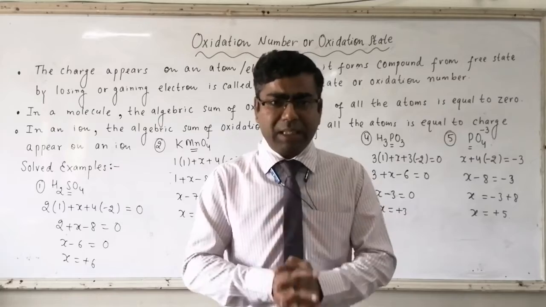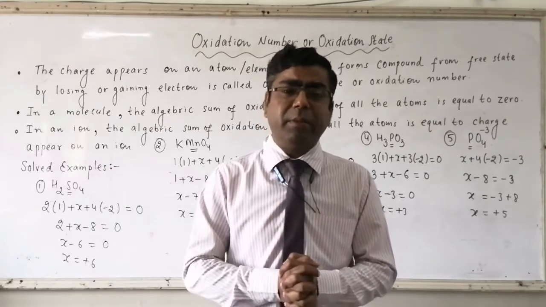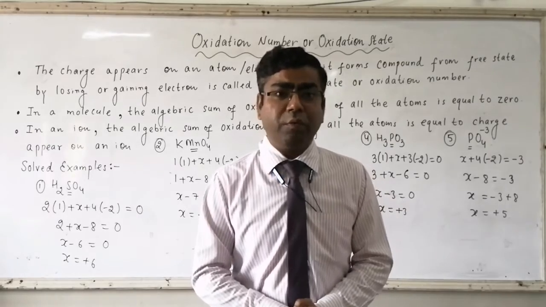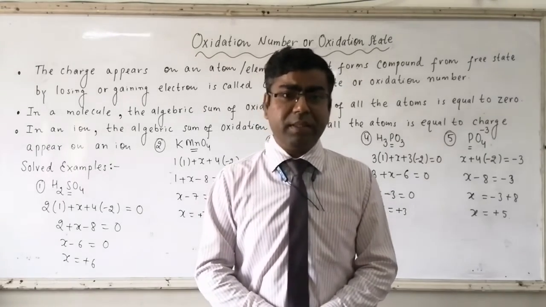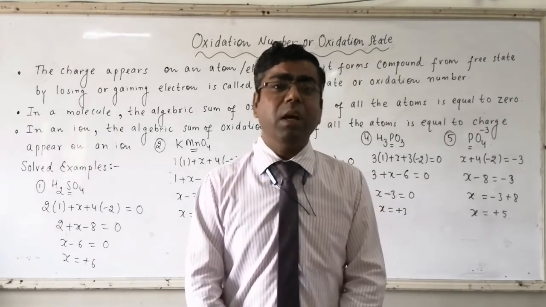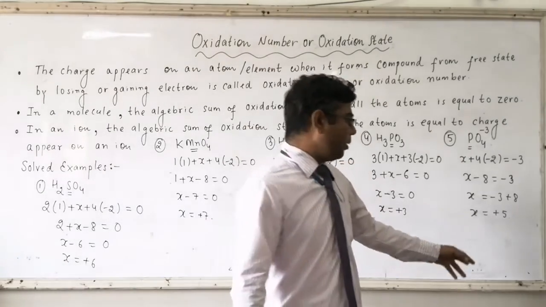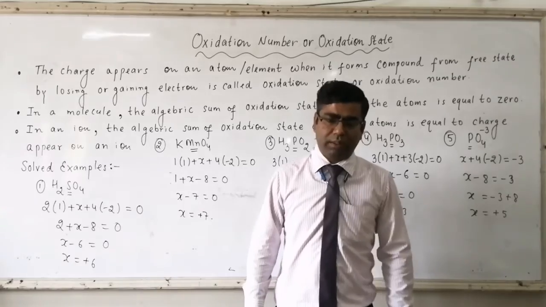Plus 5 is the maximum oxidation state which can be exhibited by phosphorus because it is a member of group 15 or group 5A. Phosphorus has 5 electrons in its valence shell. So it is the maximum oxidation state for phosphorus.